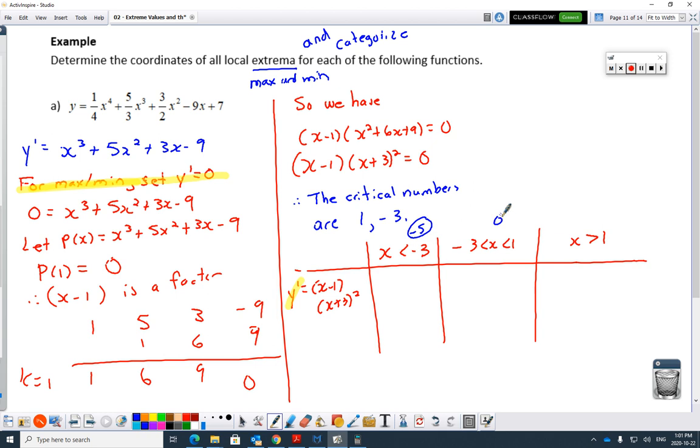Between negative 3 and 1, I'll use 0, because 0 is so easy to sub in. And for x greater than 1, I'll use 10, because big numbers are also easy to sub in when we're doing this kind of thinking. So my nominee of negative 5: if I subtract 1, I get a negative. If I add 3 and then square it, I get a positive. So it's going to be negative in here. Between negative 3 and 1, I get 0, so I'll get a negative and a positive, which means it's negative in here. And over here, I get positive and positive, which is positive.